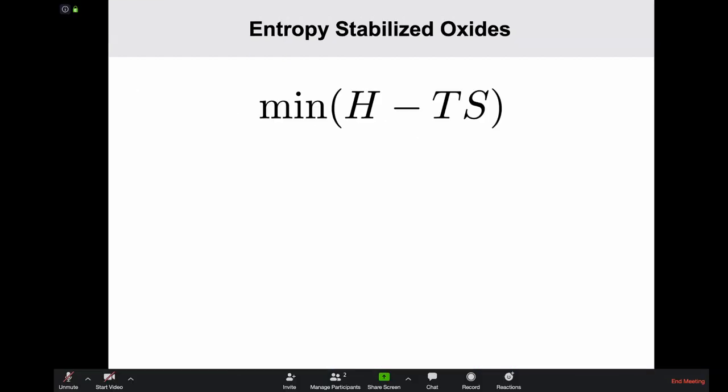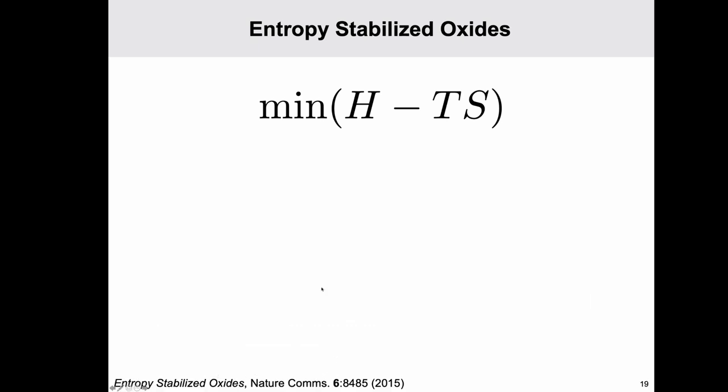This was done with JP Maria and Don Brenner and it's reported in this entropy stabilized oxide article. Remember that we want to minimize Gibbs free energy, but I told you that entropy is leading. So we just completely neglect enthalpy, and we don't even calculate the entropy either. We just take x log x. So this is a type of computational work where there is actually no computation, with just some approximations, and we truly find the materials in this way.